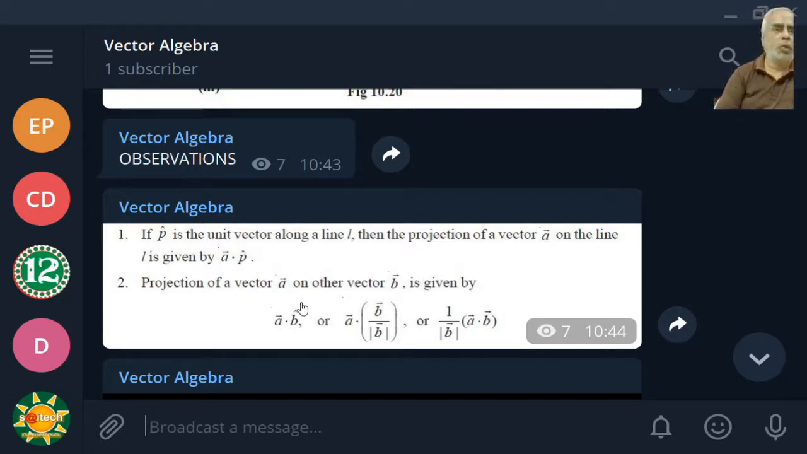B cap, that is the unit vector, and we know already B cap can be written as vector B divided by the modulus of vector B. So that's what we were given. Or it can be written as A vector dot B vector, divided by the modulus of B vector. So A vector dot the unit vector of B can be written in the form of A dot B vector divided by the B vector modulus.